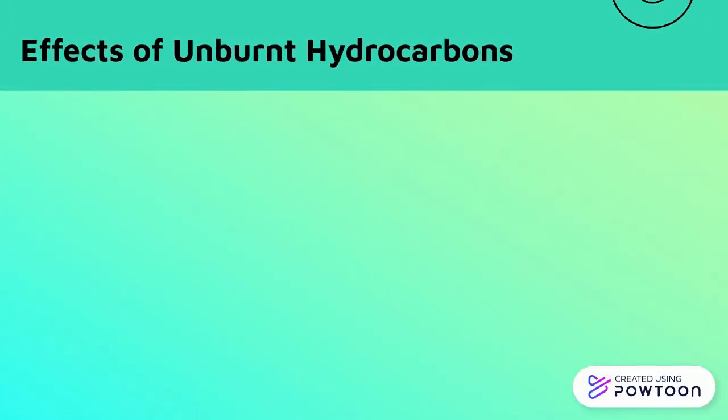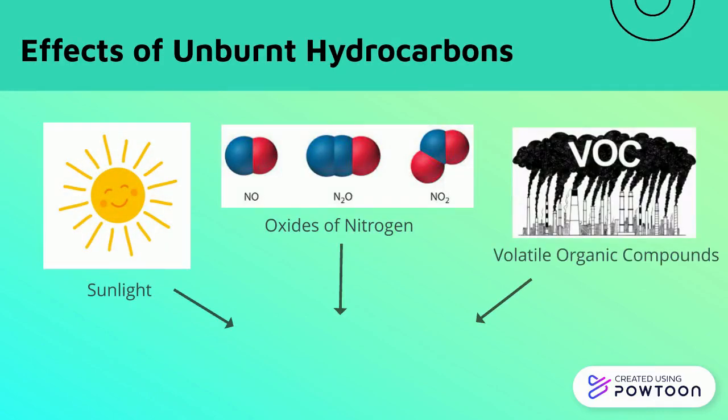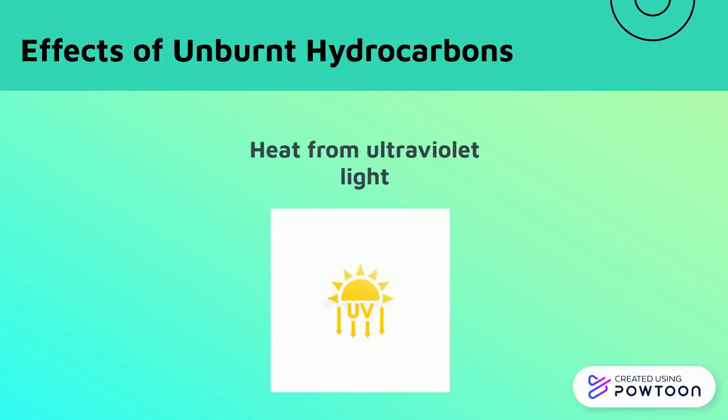Next, what are the effects of unburnt hydrocarbons? Unburnt hydrocarbons react with sunlight, oxides of nitrogen, and other volatile organic compounds in car engines to form ozone, which is the main component of photochemical smog. Heat from ultraviolet light provides the activation energy required to initiate this reaction.